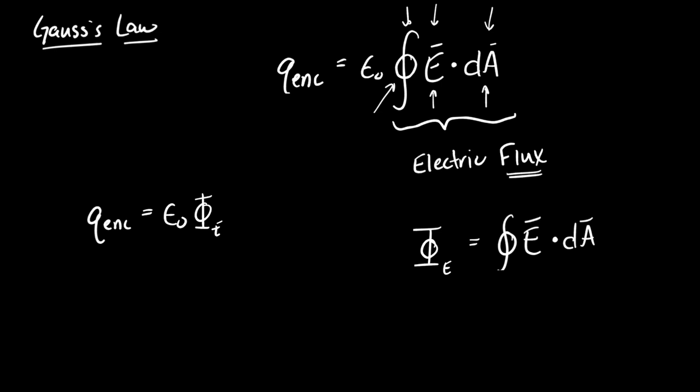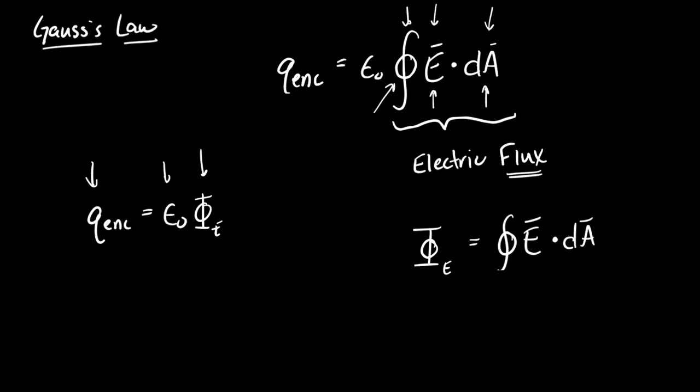Now, Gauss's law is a proportionality. It says the amount of flux passing through a surface is proportional to how much charge is enclosed inside that surface. That's what this says. Again, if you add up all of the electric flux passing through a surface, it's proportional to how much charge is inside that surface.